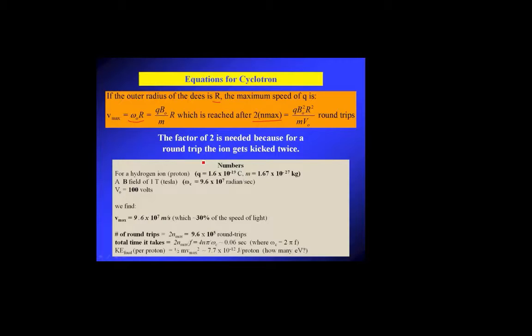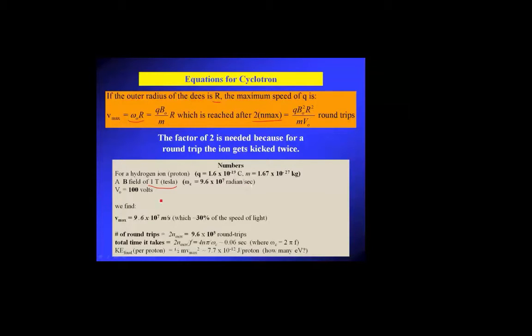We have for the proton, we have the Q and we have the M. So Q is the charge of the electron except positive, and M is a measured number from previous studies, which is equal to 1.67 times 10 to the minus 27 kilograms. We'll take a B field of 1 Tesla, which is a fairly hefty magnetic field. Calculate omega sub c, and it comes out to be roughly 10 to the 8th radians per second.